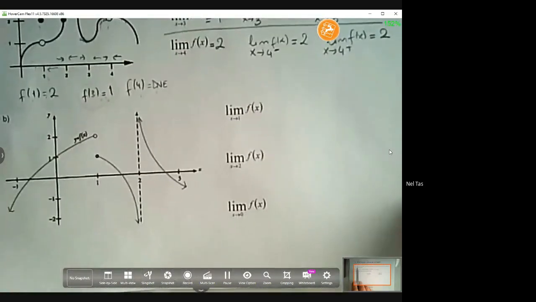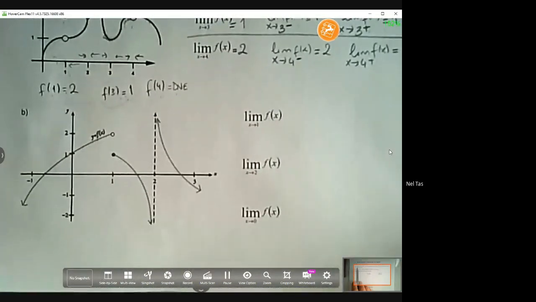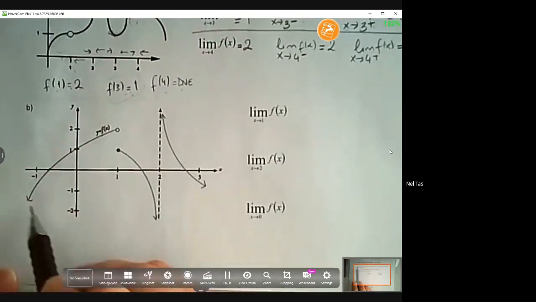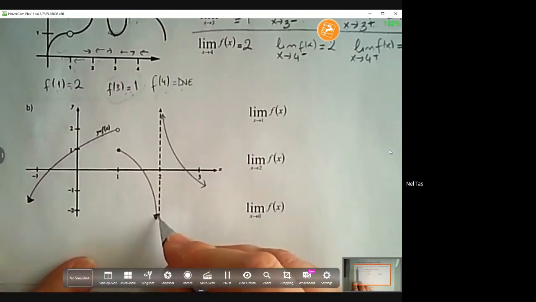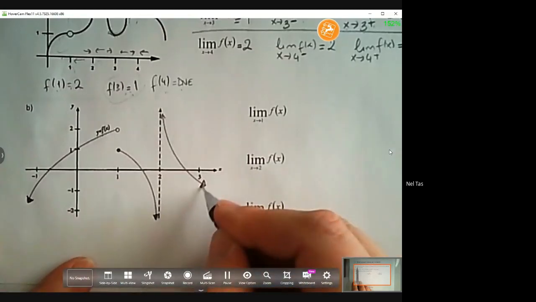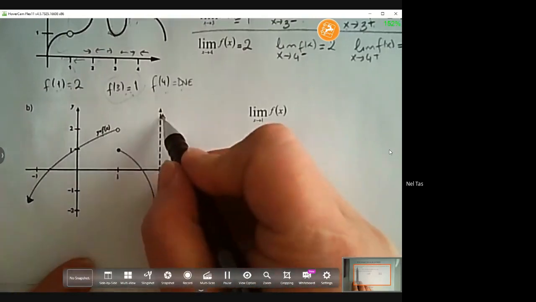So let's look at the next example, B. So we have this graph. So these arrows may not be there on the handout that you printed. You may want to add those arrows, okay?